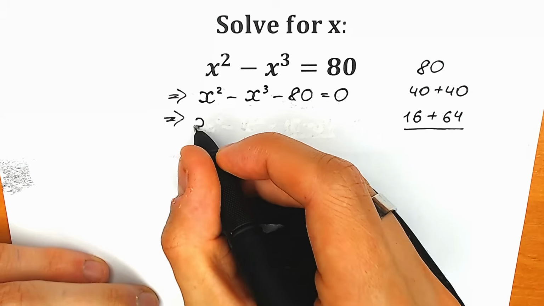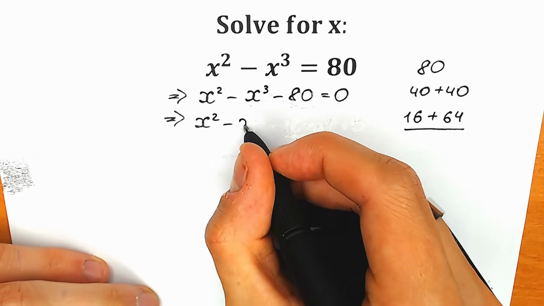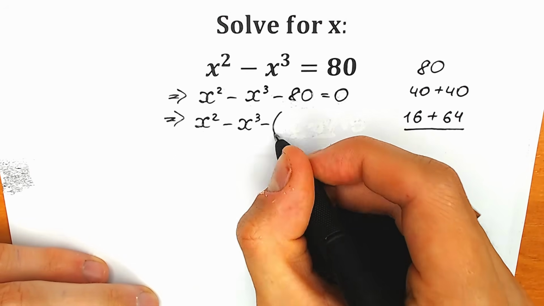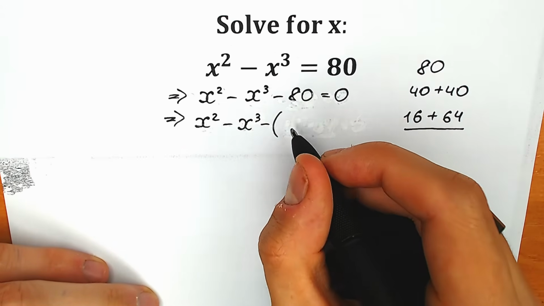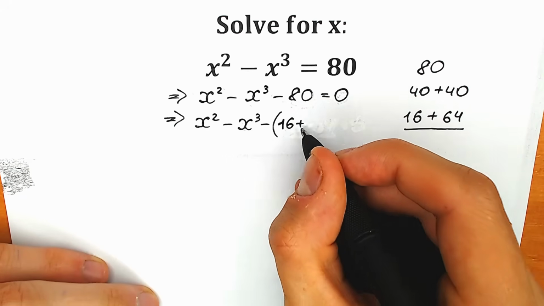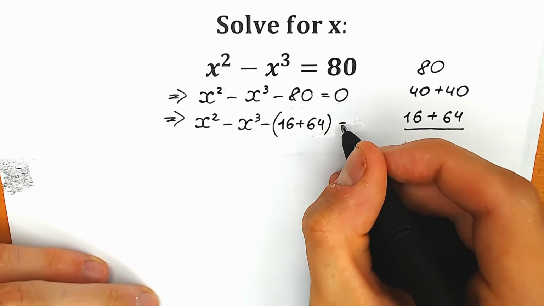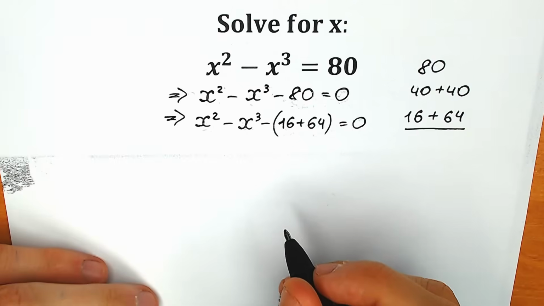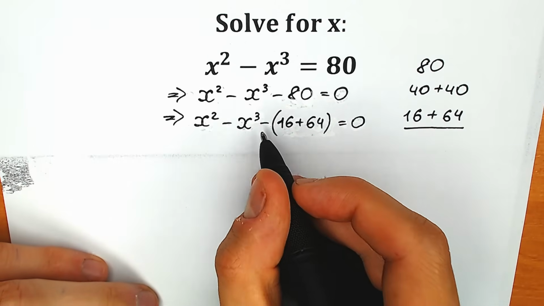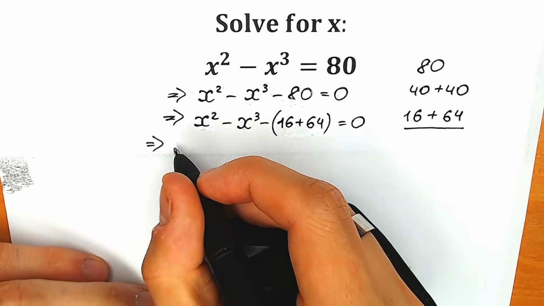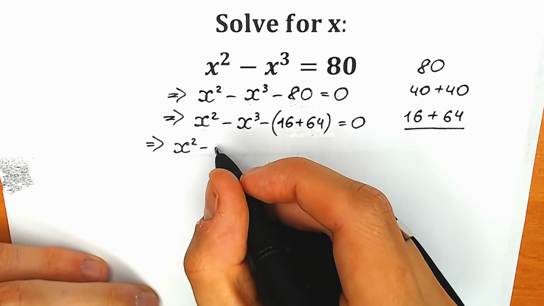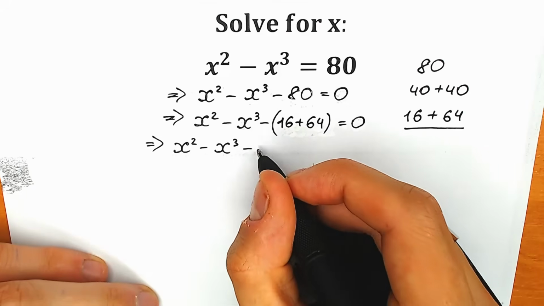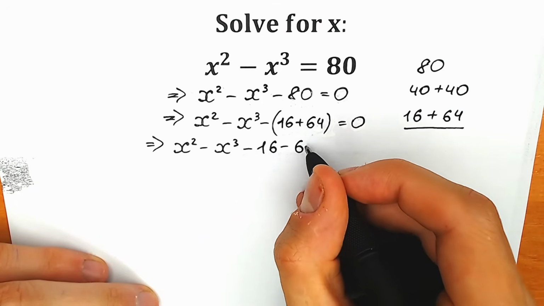Let's do it. So we have x squared minus x cubed minus, instead of 80, we write this one, 16 plus 64. So 16 plus 64 equal to 0. I really hope you understand it. Right now, let's open our parentheses real quick. So we have x squared minus x cubed minus 16 and minus 64 equal to 0.